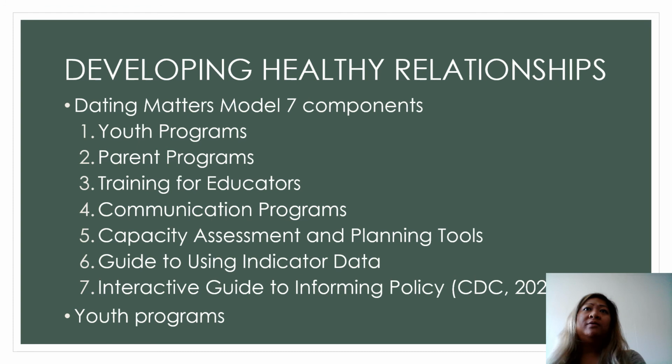Dating Matters is a 7-component evidence-based model that was developed by the CDC to prevent teen dating violence. It provides prevention strategies for individuals, peers, families, schools, and neighborhoods. They focus on teaching 11 to 14-year-olds healthy relationship skills before they start dating to reduce behaviors that may put them at risk for teen dating violence.